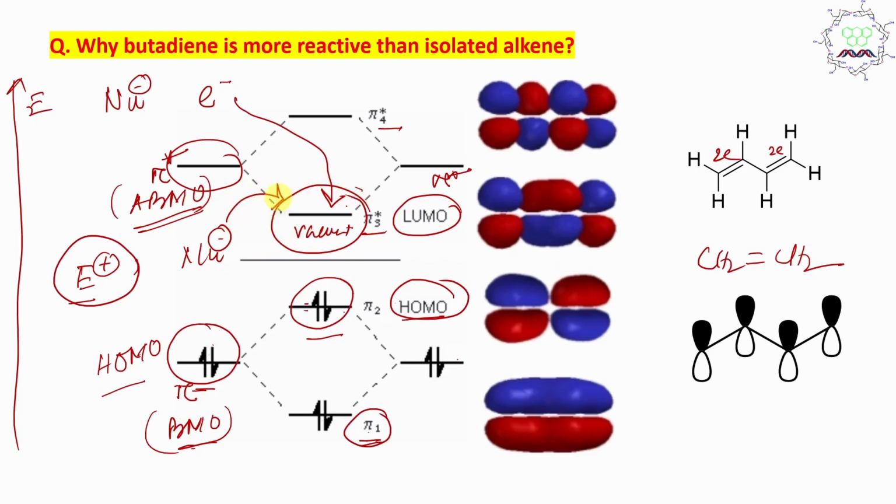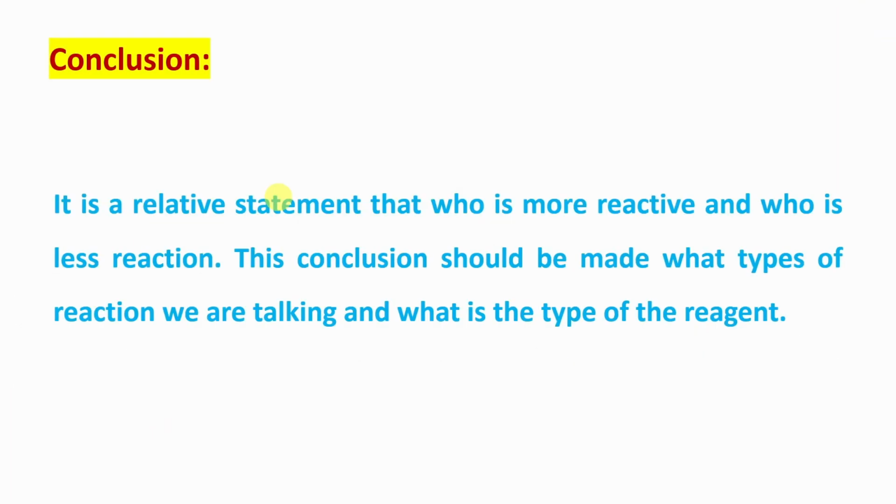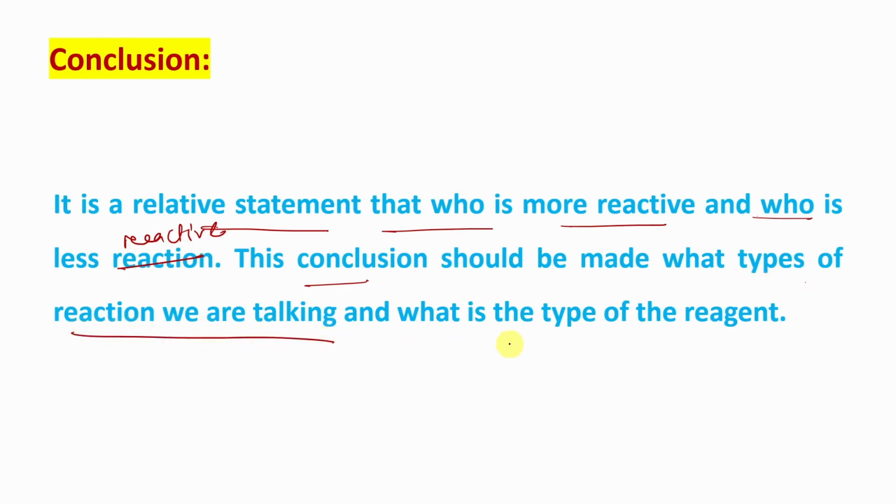So for this situation, this is a win-win situation for both sides, which makes the butadiene molecule very reactive for both types of reactions. Now, in conclusion, what you have learned today is that it is a relative statement who is more reactive and who is less reactive. And these conclusions should be made based on what type of reaction we are talking about, what type of reagent it is, and what type of pathway it is expected to follow.